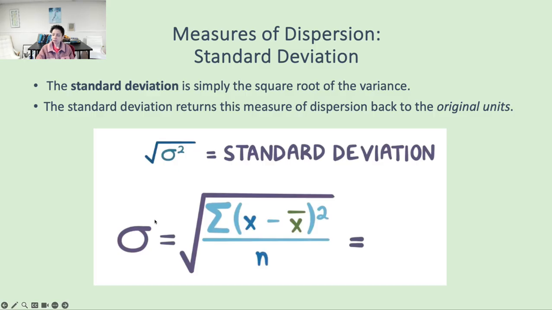And so the variance of the population is equal to the sum of every data point minus the mean, squared, over the number of data points.